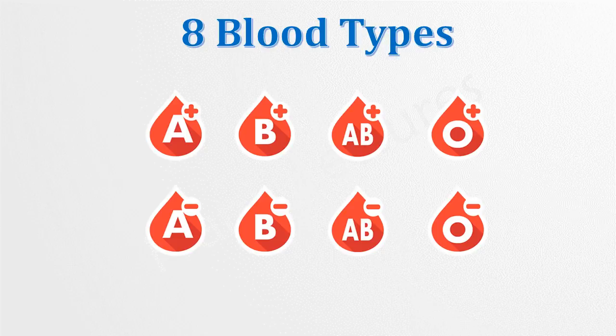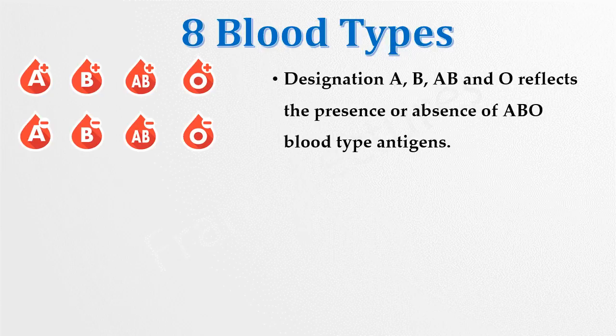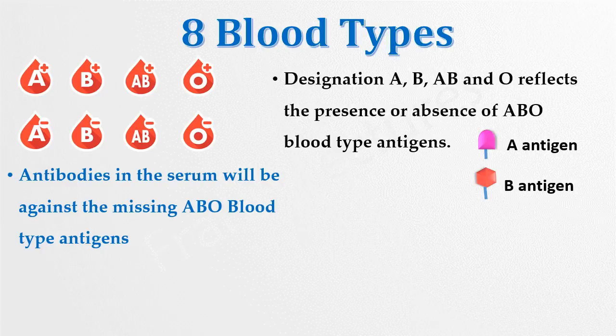Now here we know that the designation A, B, AB and O reflects the presence and absence of ABO blood type antigens. Let's represent A antigen and B antigen by these symbols. Antibodies present in the serum will be against the missing ABO blood type antigen. They can be anti-A, anti-B or both depending on the blood type.